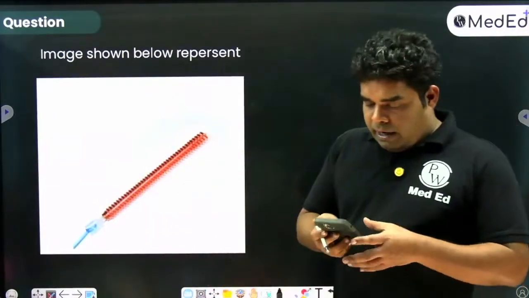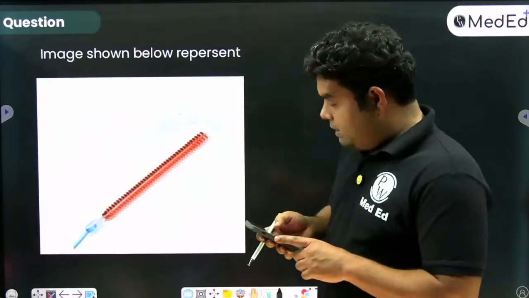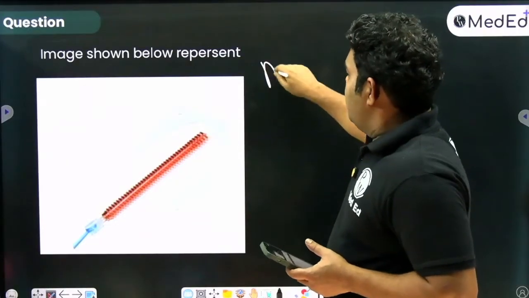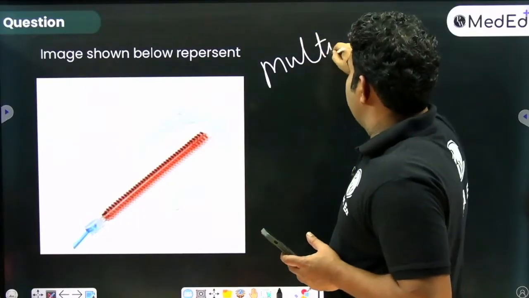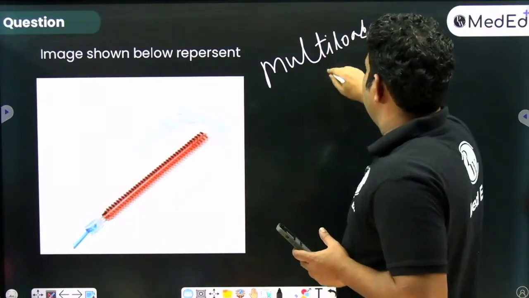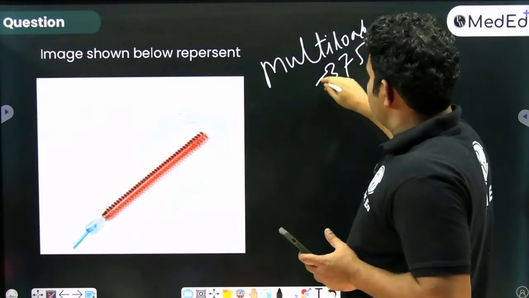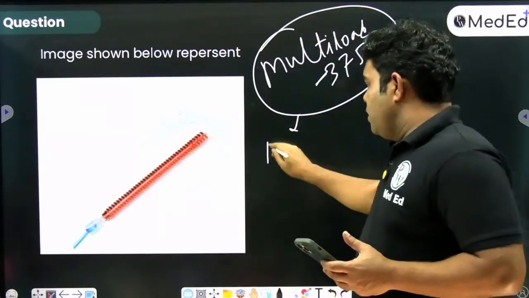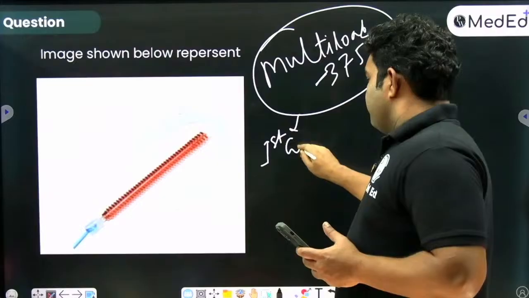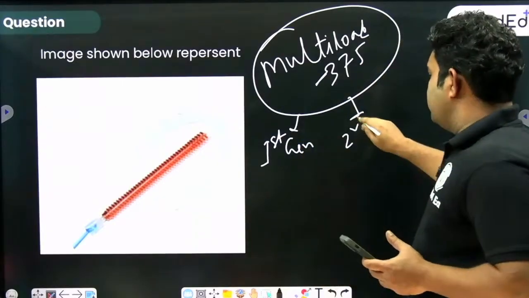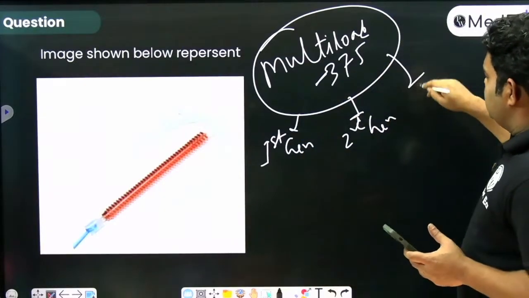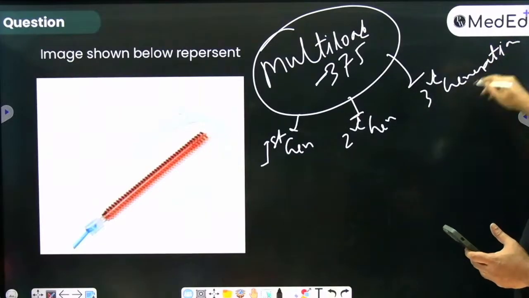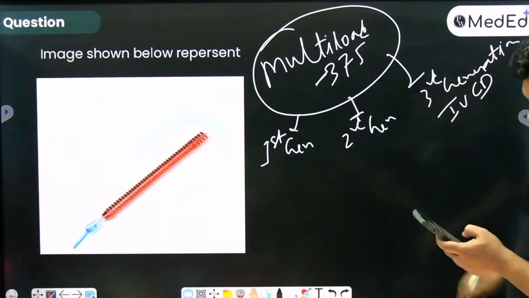Okay, chalo. Now can you answer this device? What is this device? This device is multi-load 375. Again a PYQ of NEET exam. My question to you is, multi-load 375, is it first generation IUCD? Is it second generation IUCD? Or is it third generation IUCD? Which generation IUCD is it? Okay, can you answer this?